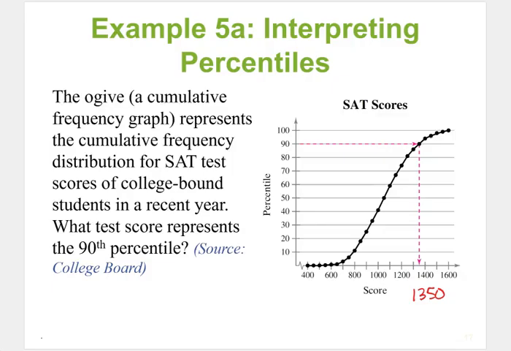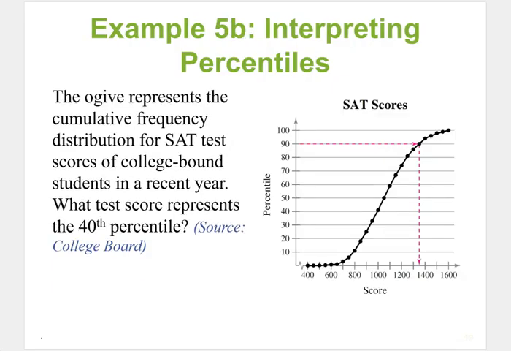All right, so same graph. This time I'd like you to tell me what score represents the 40th percentile. All right, so you go over here to your 40th percentile, you're going to go to your graph and then go down. And notice it looks like it's about 1,000. So if you have a score of 1,000, you only scored better than 40% of the people. That means 60% did better than you did and 40% did worse than you did. So that's kind of how percentiles work, which honestly I kind of like.